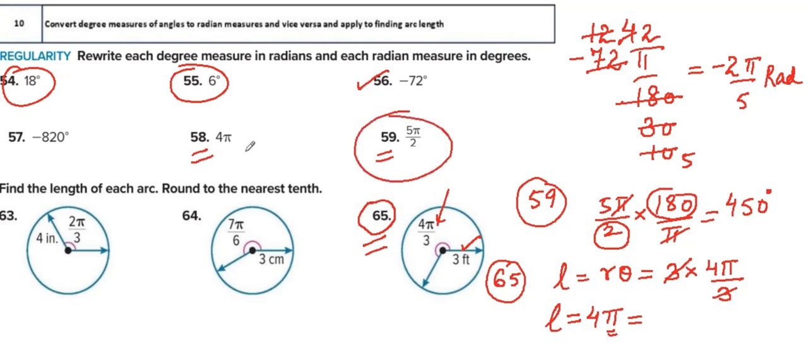Whenever you're finding angles, pi means 180 degrees. But whenever you're finding the length of arc, pi is simply 3.14. For the length, you will use this. So this is 12.56. 12.56 is the length of arc in feet. Don't forget to write the units. Similarly, you can solve 63 and 64. So question number 10 is very, very easy.